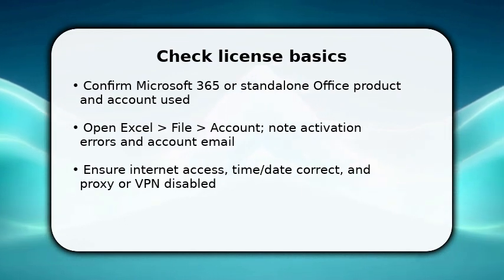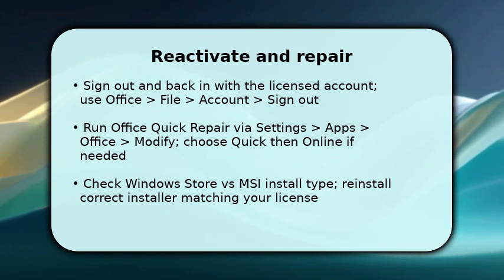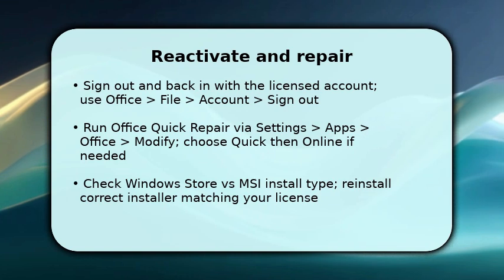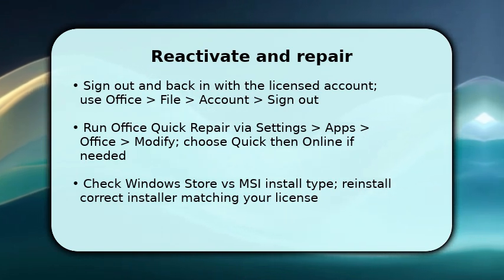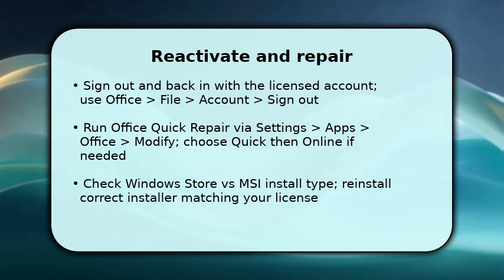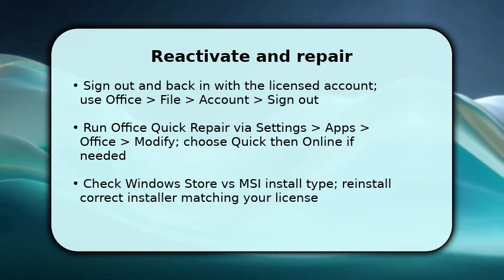Next, you re-establish a clean activation state. Sign out of Office entirely and sign back in using the account tied to the license. This forces a fresh token exchange. If that fails, run Quick Repair from Settings, Apps, Microsoft Office, Modify. If unresolved, run Online Repair, which reinstalls core files.